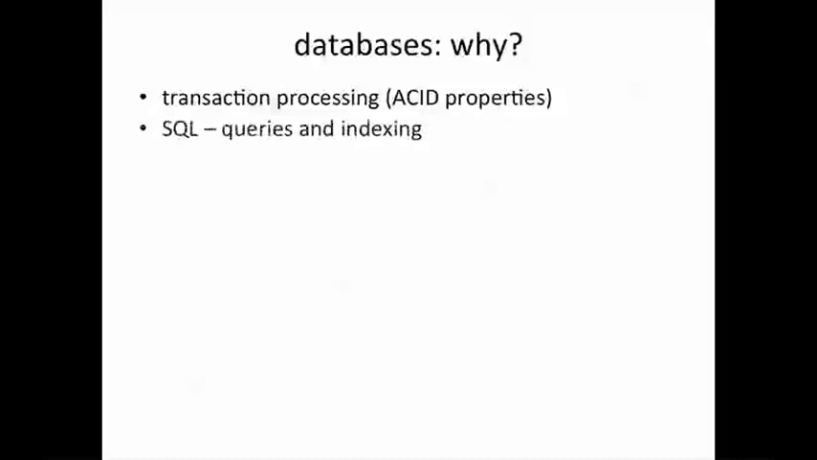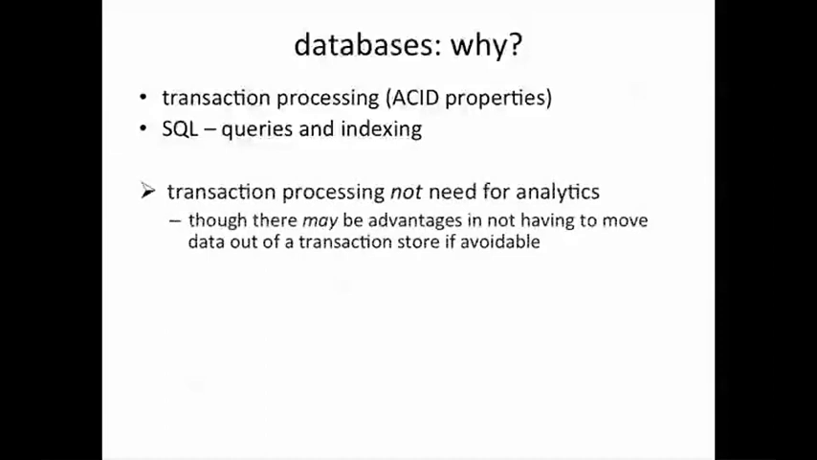The second reason you need databases is querying efficiently, which really leads to indexing and a high-level language like SQL. But the point we need to think about is whether or not you actually need transaction processing for analytics. Clearly, we don't, and that's why we developed column-oriented databases.